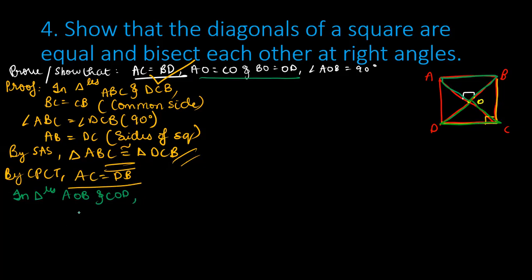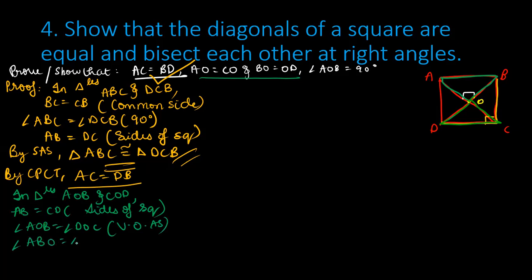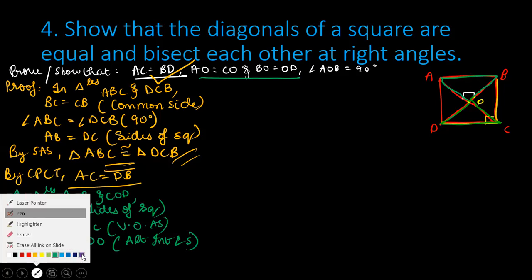So in triangles AOB and COD, can you tell me what are the things that are common? First, I can see AB is equal to CD once again because sides of a square are equal, right? Then I can also say that angle AOB is equal to angle DOC because they're vertically opposite angles. And I can also say that angle ABO is equal to angle CDO. Why? Because of alternate interior angles. Understood? Let me just point all of these onto the figure.